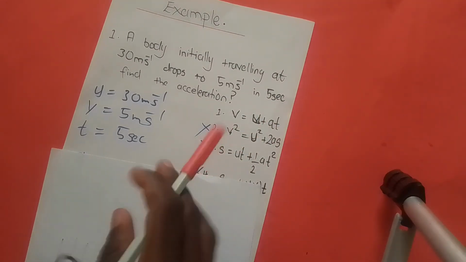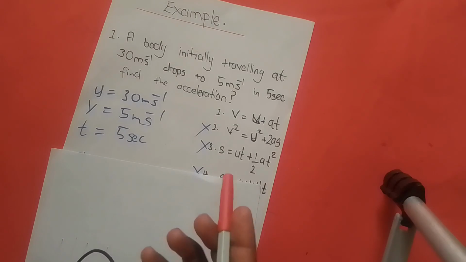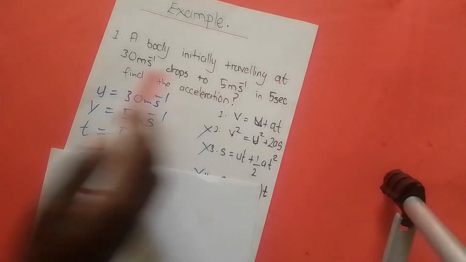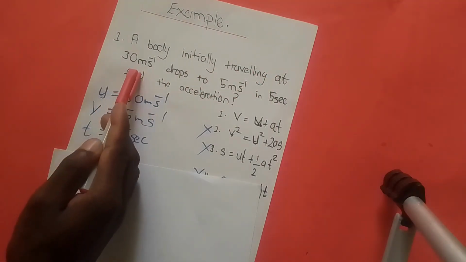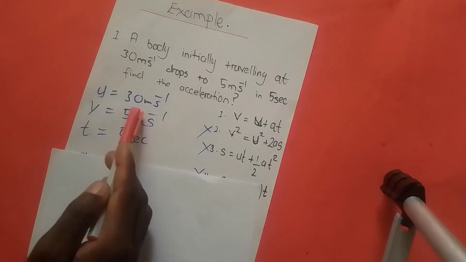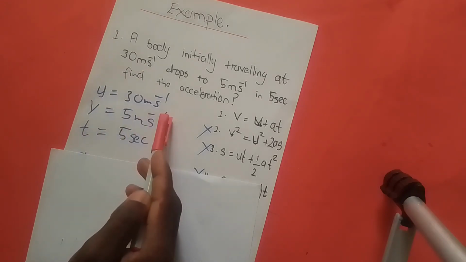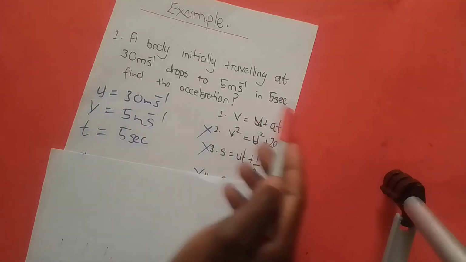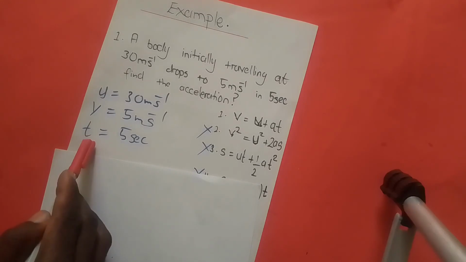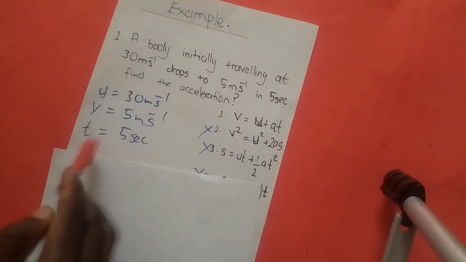So from the question, we have initial velocity. The question is saying the body was initially traveling at 30 meters per second. Therefore, that means the initial velocity u is 30 meters per second. In 5 seconds, that obviously means we have our variable t, the time, which is 5 seconds.